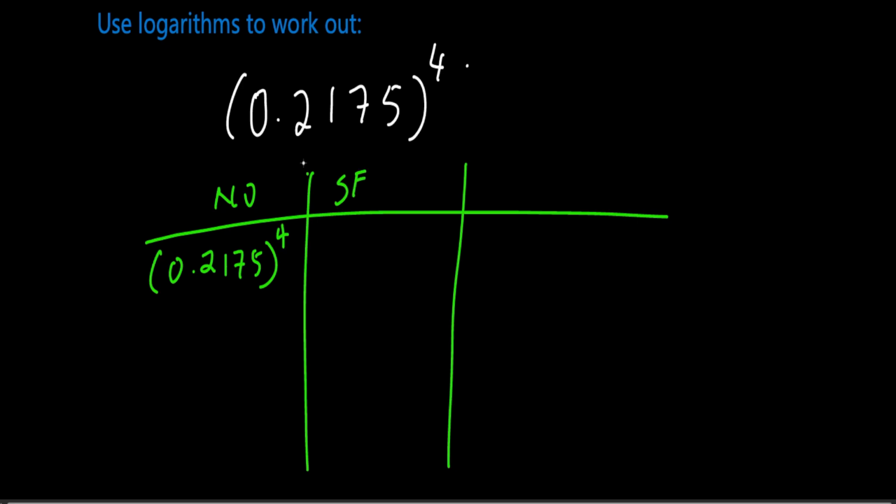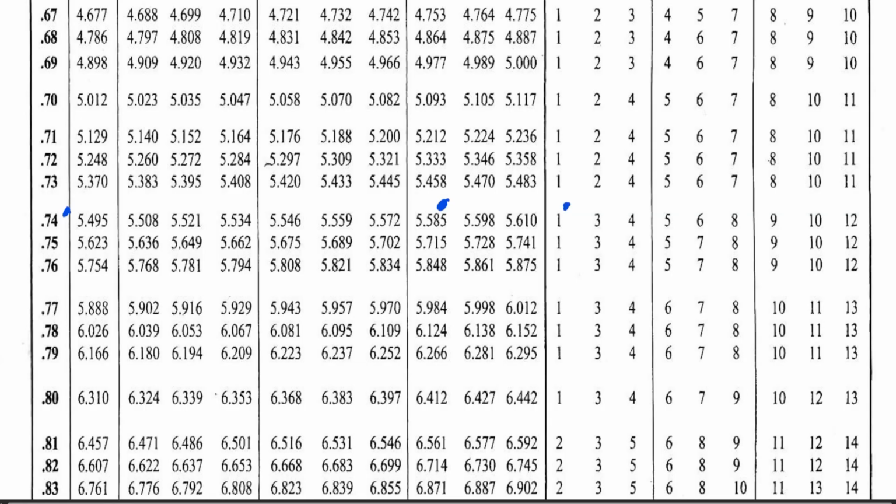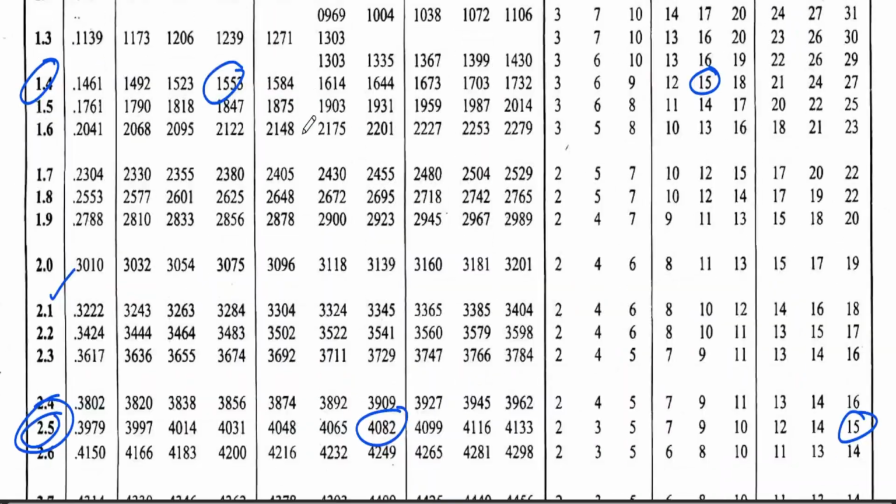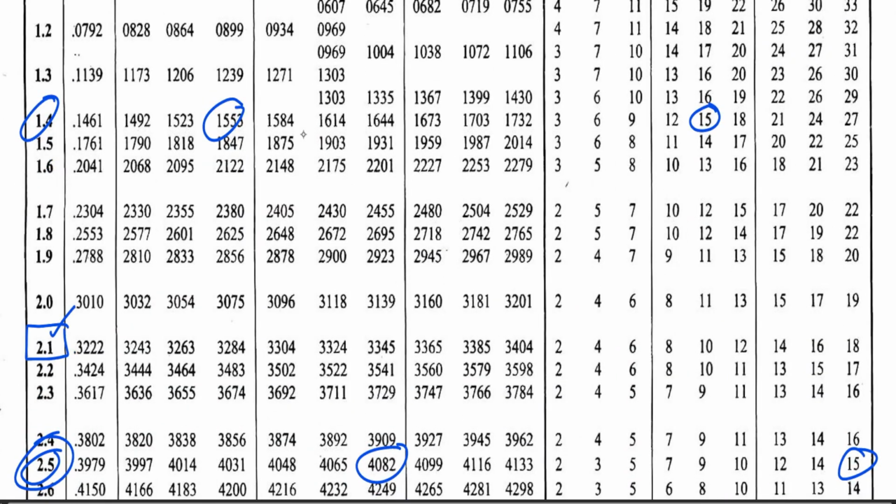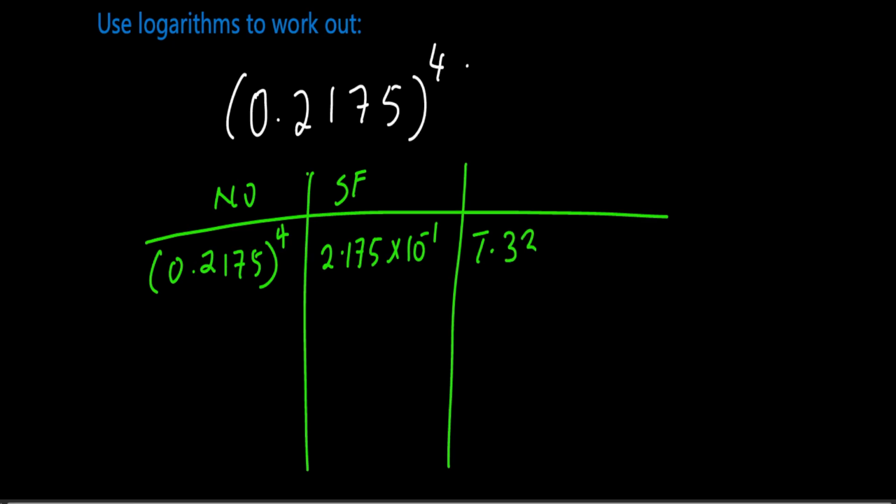So standard form: you write 2.175 times 10 to the power of negative 1, characteristic being bar 1 point, then search for the log of 2.175. 2.17 and 5. So this is going to be 3365 add 10, so it's going to be 3375. So 3375. Have we done? No, we forgot the 4. So we need to multiply this by 4.